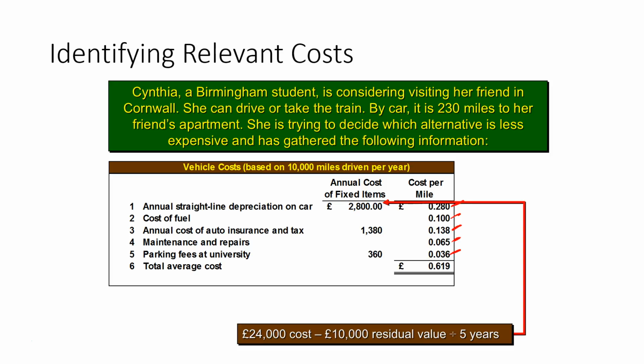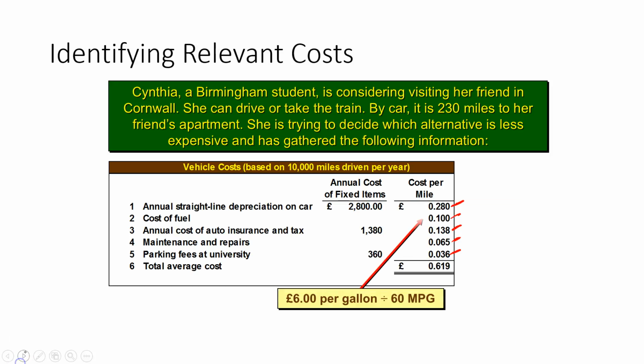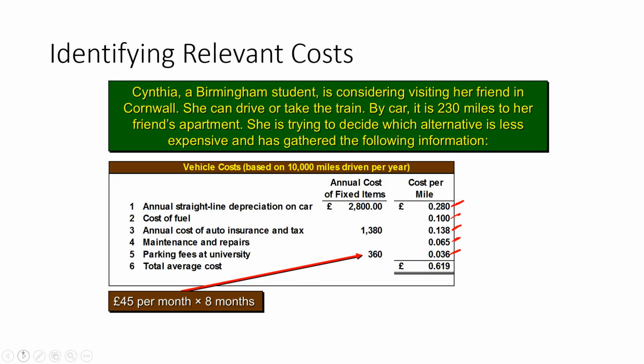Where she's got some of these costs from, the depreciation, she's considered the original cost of the car minus its residue value and the expectation that it would have a 5-year useful life. Her fuel, £6 a gallon, and she averages 60 miles to the gallon. And the parking fees, £45 per month for 8 months.